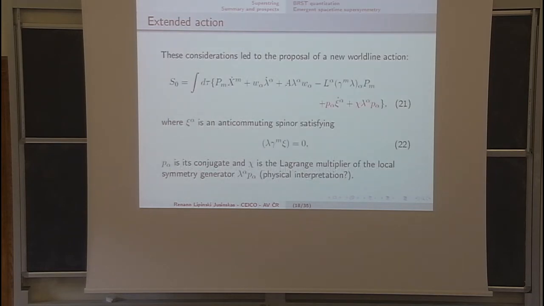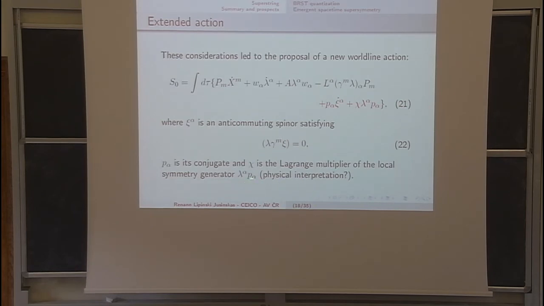Right? So it's a very simple extension of Brink's model, which is in black. You add only these two pieces, right? So these extra two pieces, it's a new spinor. As I said, it's constrained, right, to satisfy this condition. So this takes care of these extra components. And you impose another symmetry with this Lagrange multiplier chi generated by lambda alpha p alpha. If you look at this equation, if you take these two terms, it looks a lot like worldline supersymmetry, but again, it's not quite it.